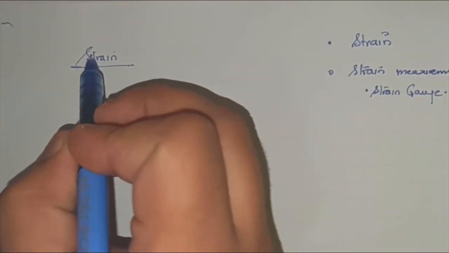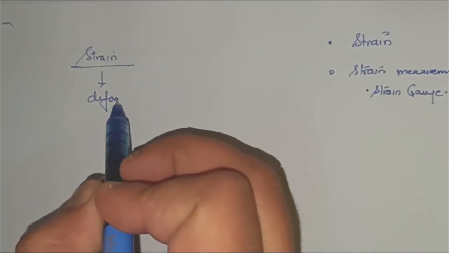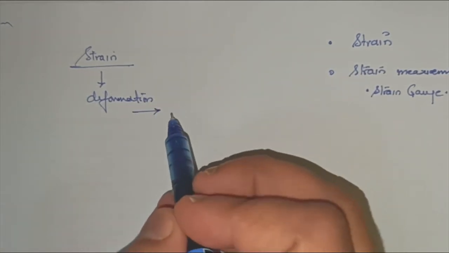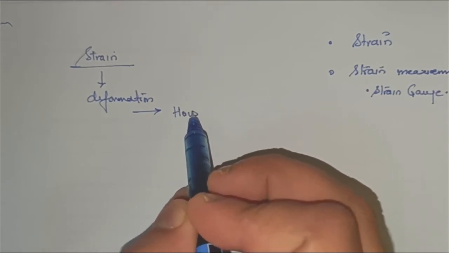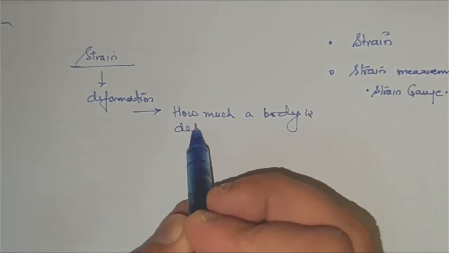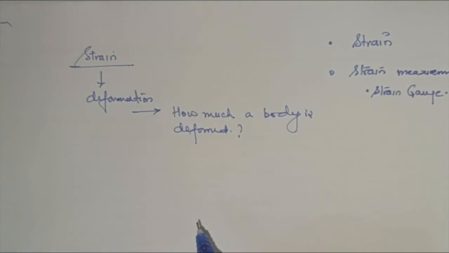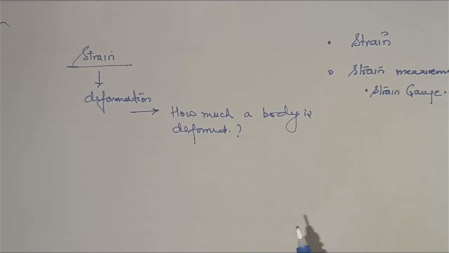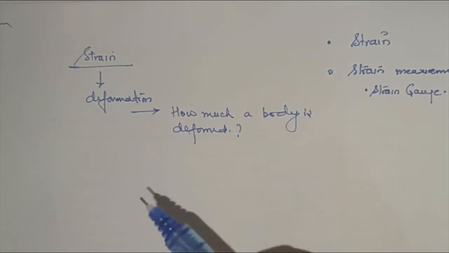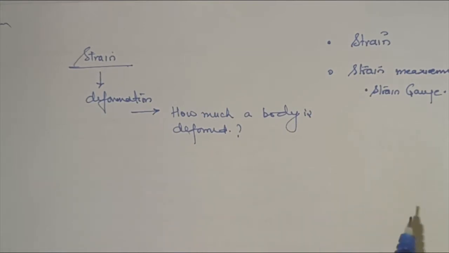Strain is directly related to the deformation, and deformation gives you information about how much a body is deformed or stretched. As I said in the example of a rubber band, as I apply a load on the rubber band, the rubber band stretches, it deforms. So strain actually is the ratio of this amount of deformation to the original length that you have.